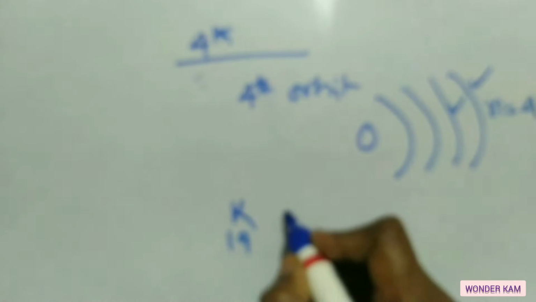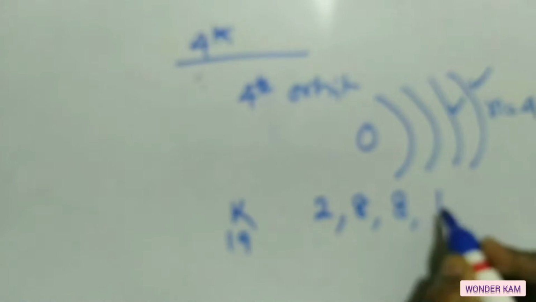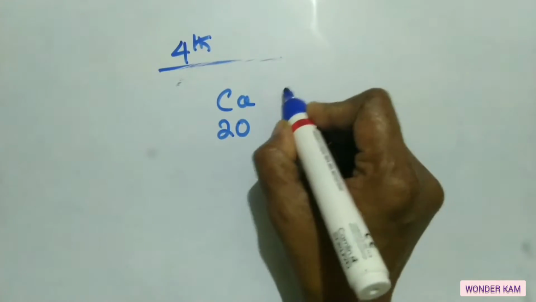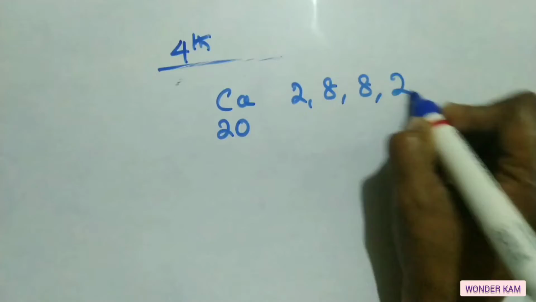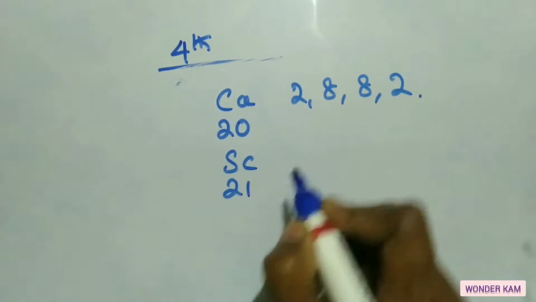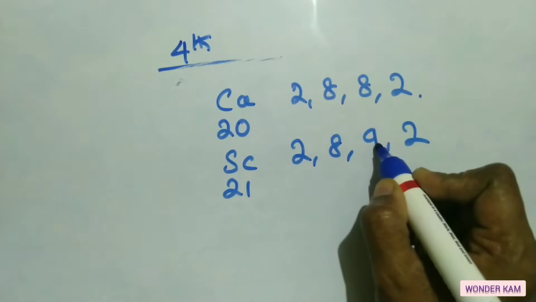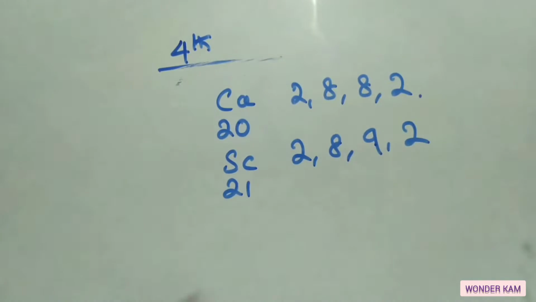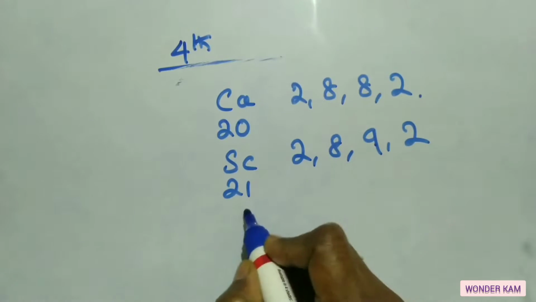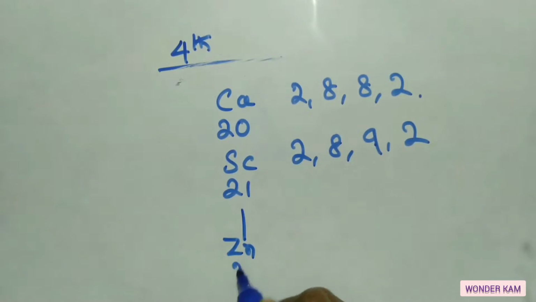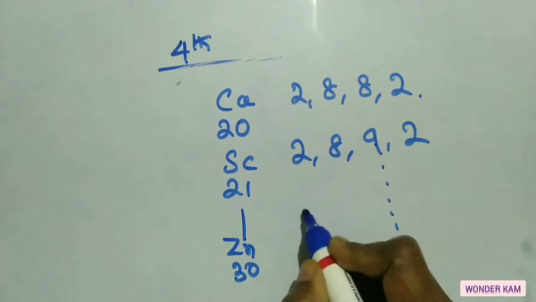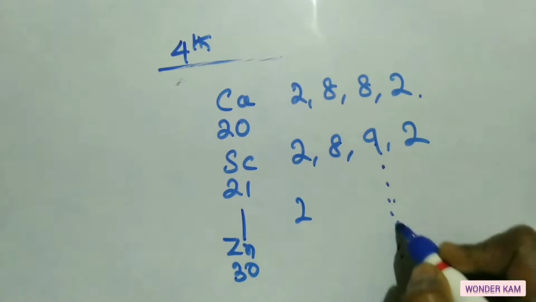For example, in case of potassium with atomic number 19, the configuration is 2, 8, 8, and 1 electron will go to the fourth orbit. Similarly, for calcium with atomic number 20, it is 2, 8, 8, 2. But the next, with scandium 21, it will be 2, 8, 9, 2. See, this added electron moves to the third orbit, and this trend continues from scandium to zinc with atomic number 30. So these electrons remain the same, but the electrons will add here.